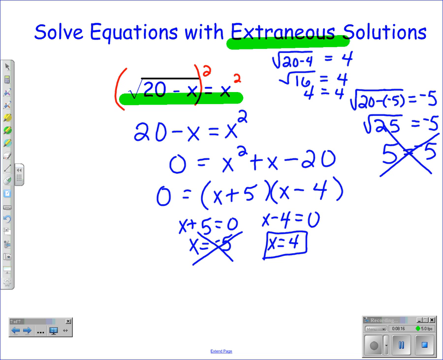We can only use x equals 4 in our original problem. Yes, I know, negative 5 and positive 4, they both work for this quadratic equation, but they do not work when we have the square root in that original equation. So please be very careful to check each and every one of your solutions.